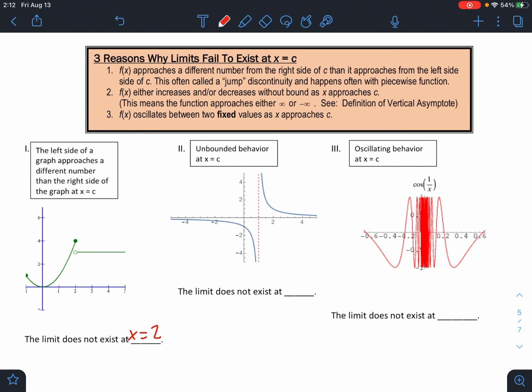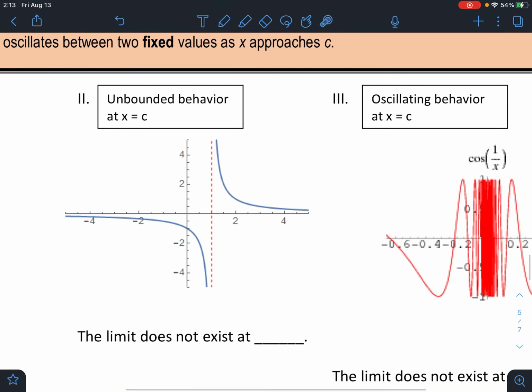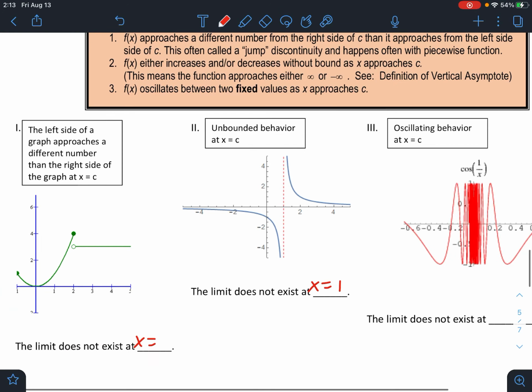The second one, f of x either increases or decreases without bound as x approaches c. Basically, we're looking at vertical asymptotes here. Okay, we call this an infinite discontinuity, which is also a non-removable discontinuity. So if you look here, here's your vertical asymptote there. So we say the limit does not exist at x equals 1.